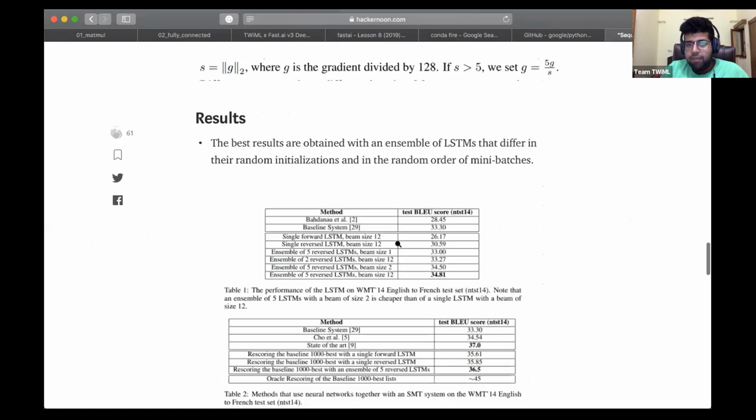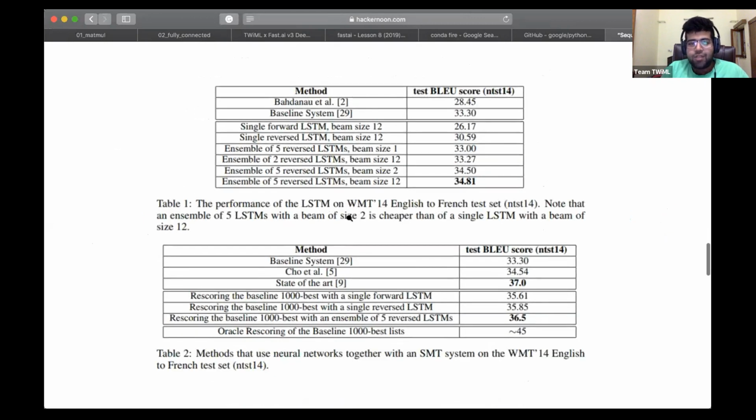And their best result was an ensemble of 5 reversed LSTMs that they call it, with a beam search size of 12. So beam size would, I believe, mention how many words you are searching at a moment. So you're searching for 12 possible next words while predicting each next word in the sequence.